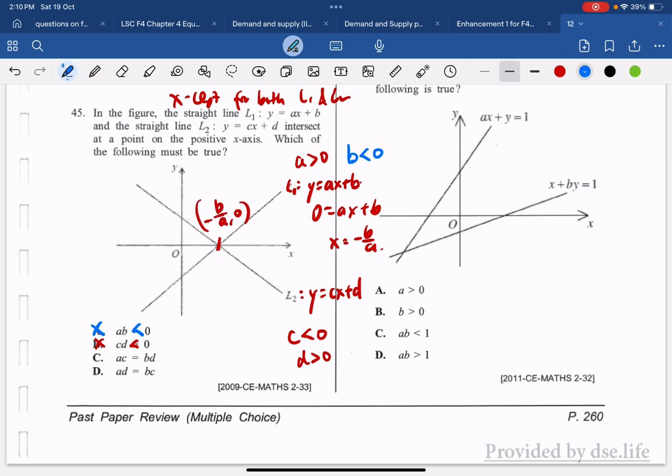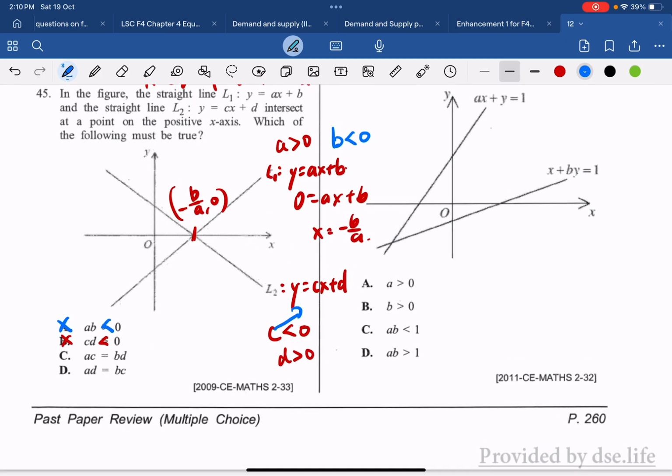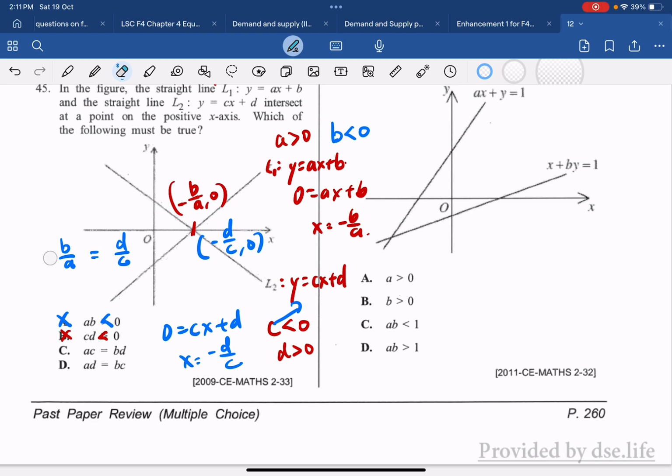But then for L2, this point is also the x-intercept for L2, right? So you substitute 0 again into this formula. So x is negative d over c. So this point has another name, negative d over c, 0. Which means that negative b over a equals negative d over c. So you omit the negative sign and then you do cross multiplication, you will get ad equals bc.